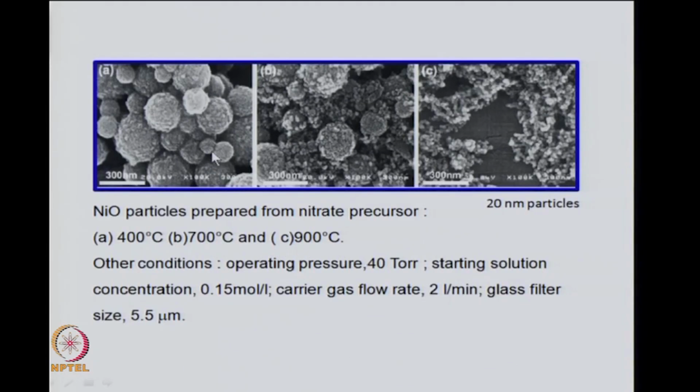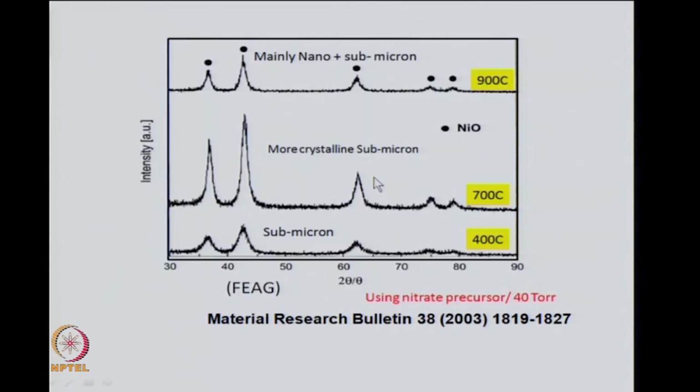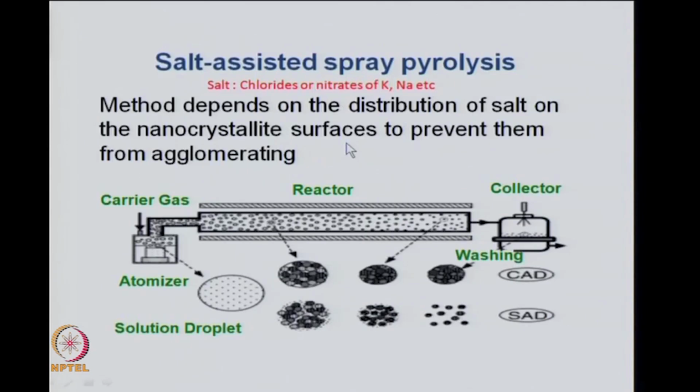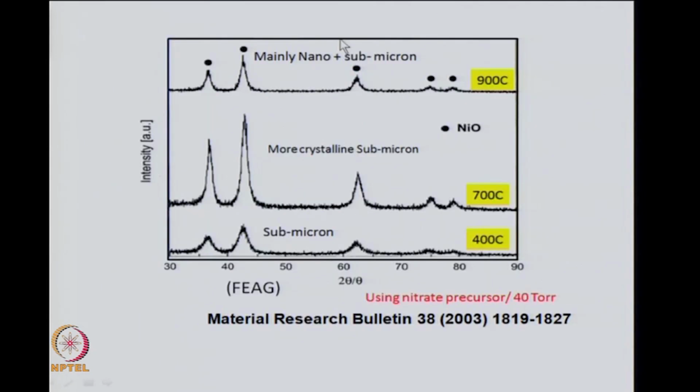So, you can see this is at 400, 700, 900. The 900 particles are very small nanoparticles of the order of 20 nanometers. So, why does this happen? Normally, the size of the particle should increase when you increase the temperature, but in this case at 900 you are getting small particles. So, the reason is this, that when you are using 900 degrees you are getting nanoparticles.